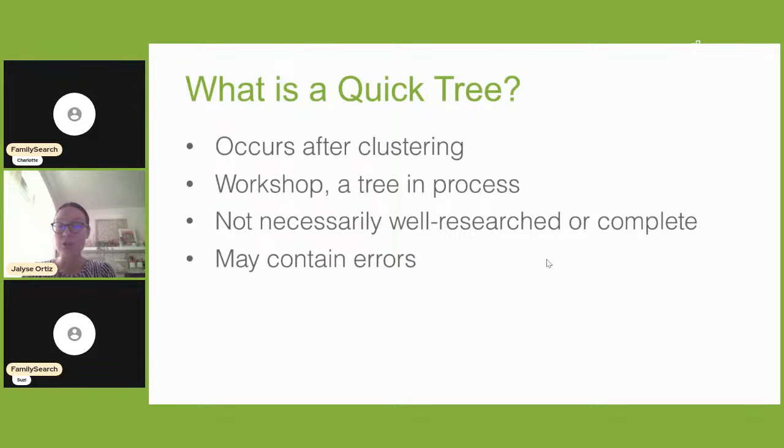And then when would you begin building a quick tree? It occurs after clustering. Your quick tree is going to be a workshop, a tree in process. Because it's a workshop tree, that means it's not necessarily well researched or complete. It may contain errors.